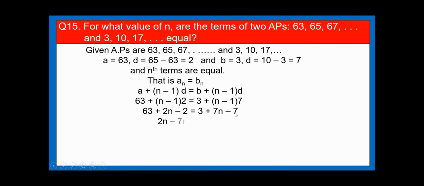Now bring all n terms to one side. 2n minus 7n is equal to 3 minus 7, which is minus 4, and 63 minus 2 is 61, and this 61 on the other side becomes minus 61. What is plus 2n minus 7n? It is minus 5n. Minus 4 minus 61 is minus 65. And n is equal to 65 by 5. 5 in 65 goes 13 times. Therefore, the 13th terms of both these APs are equal. Here n is equal to 13.